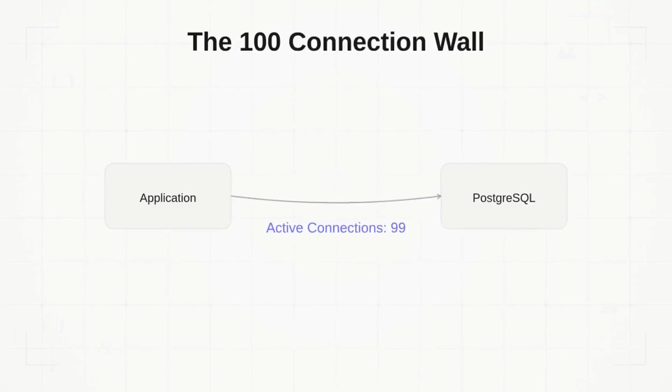In this video, we'll explore why Postgres uses a process per connection model, the hidden cost of context switching, and how connection pooling saves your production environment from total collapse. Understanding this bottleneck is the difference between a system that scales linearly and one that hits a hard ceiling at the worst possible moment.